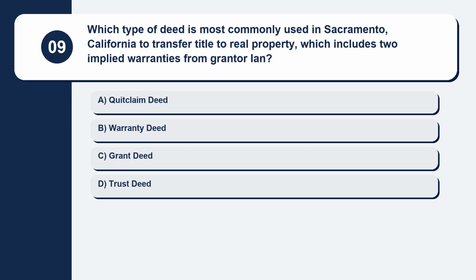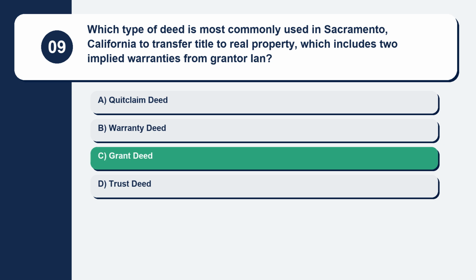Question 9. Which type of deed is most commonly used in Sacramento, California to transfer title to real property, which includes 2 implied warranties from grantor Ian? Here are your options. Option A, quitclaim deed. Option B, warranty deed. Option C, grant deed. Option D, trust deed. The correct answer is option C, grant deed.